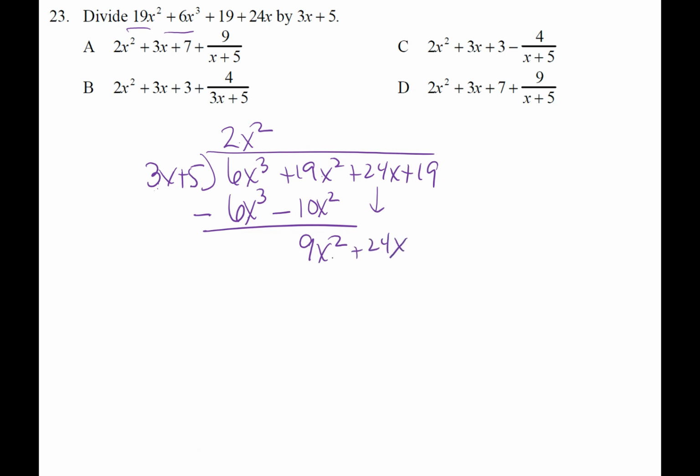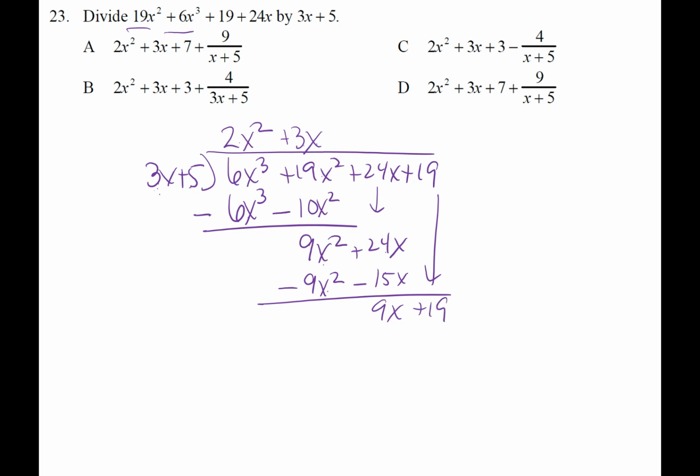What times 3x is 9x squared? We would get 3x. We're going to distribute. 3x times 3x is 9x squared. 3x times 5 is 15x. We're going to switch our signs because we need to subtract. 9x squared minus 9x squared is 0. 24x minus 15x is 9. So 9x, and we're going to drop down the 19.